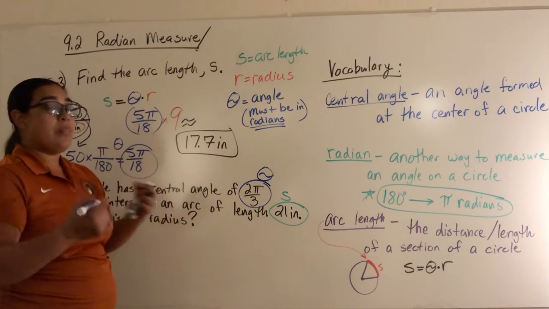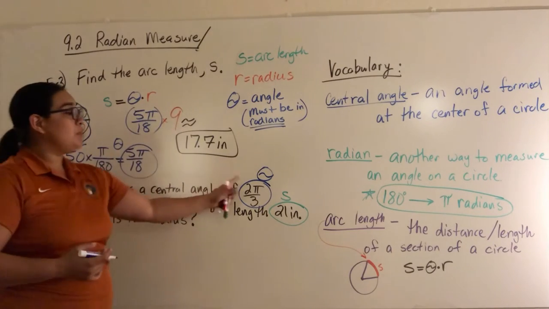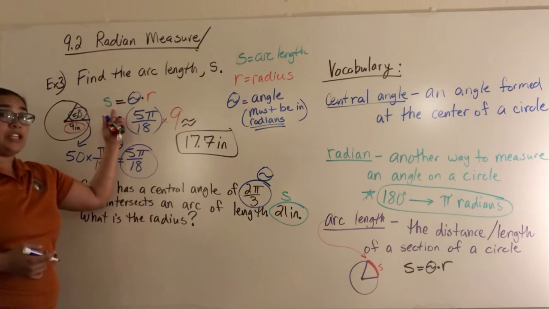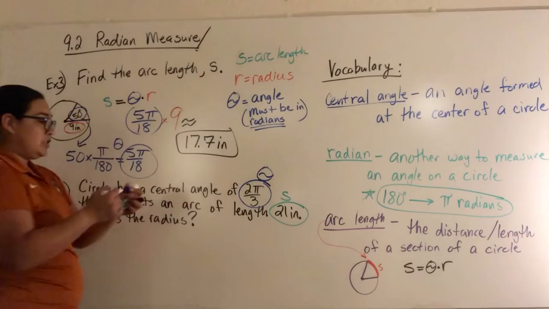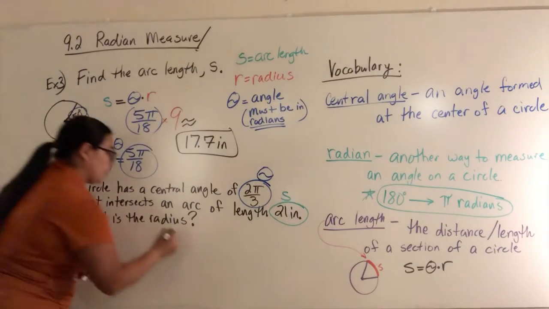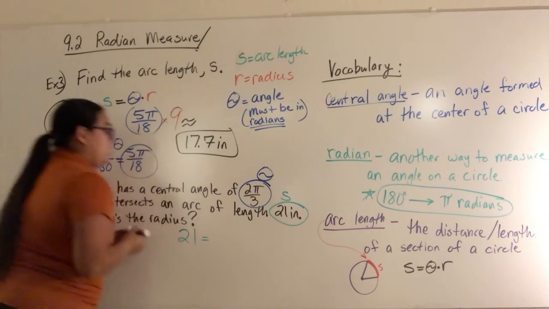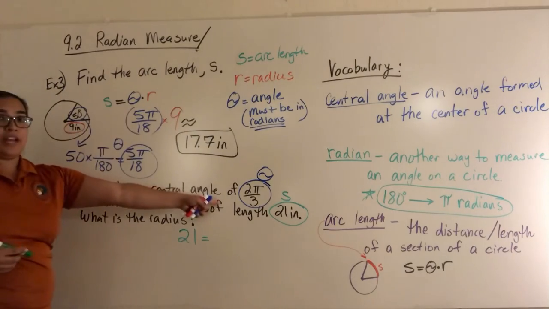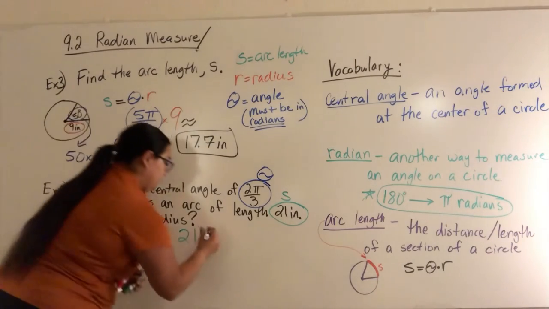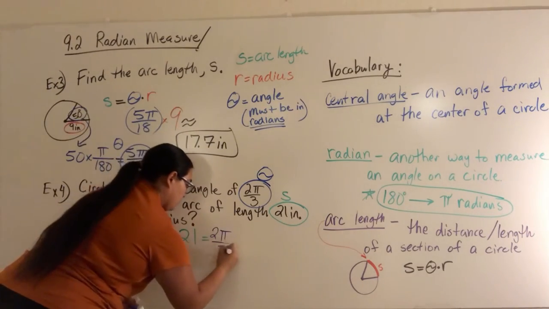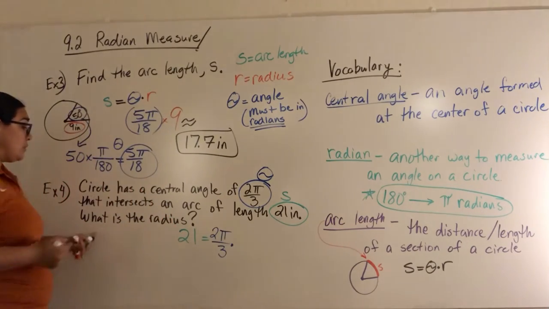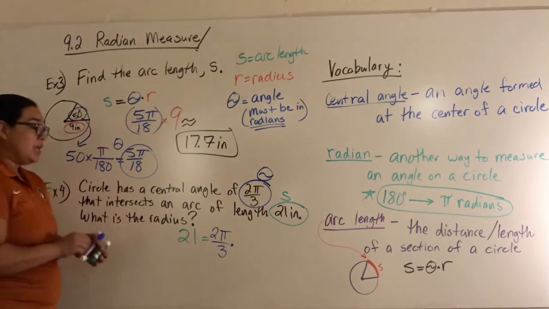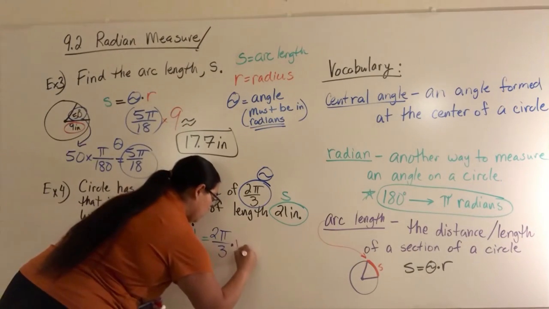So thinking about what that means in terms of an equation, let's put these two values in the original equation and see how we can solve for R. So here we go. S is 21, so we have 21 equals theta. We know theta is 2 pi over 3, times R. We don't know R. In fact, that's what it says: what is the radius? We don't know it. So this is actually our variable.